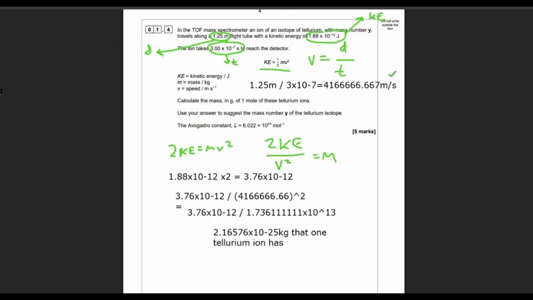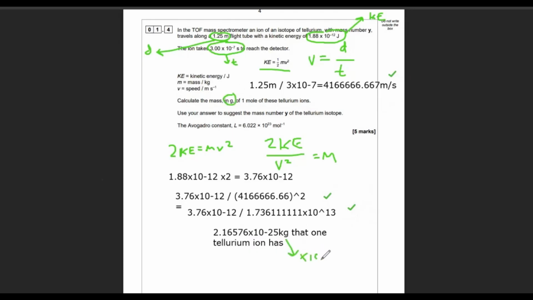What did the question want us to do? By the way, by this point, we would have scored at least 2, possibly 3 marks, but there's still a fair bit to do. So calculate the mass in grams of 1 mole of these tellurium ions. Right, we haven't even done that yet. So maybe we wouldn't even get this mark yet. We would have 1 and 2. So now what we need to do is convert this into grams. It asks us for grams, so I need to convert the kilograms to grams.